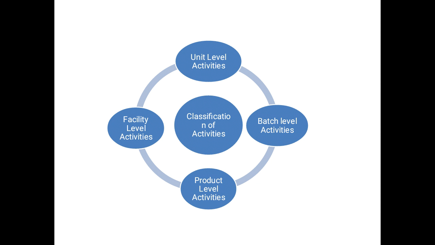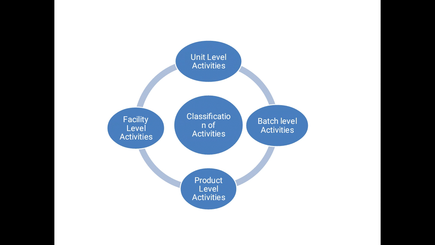We know that organizations produce different types of products in the same organization. So for this purpose, you can apply product level activities. You can identify what activities are performed for the different products, and collect the cost of the different activities which are performed for producing that product, and you can conclude the cost of your final product.